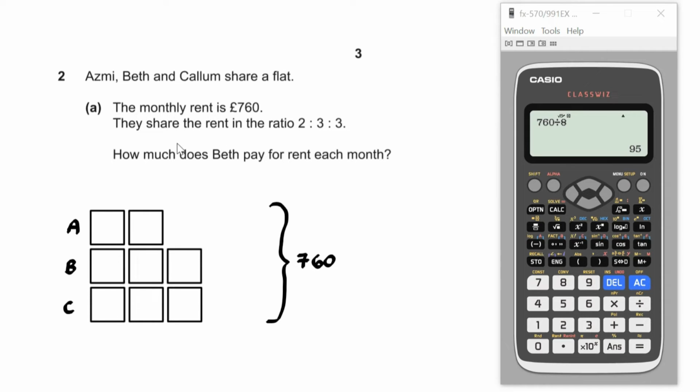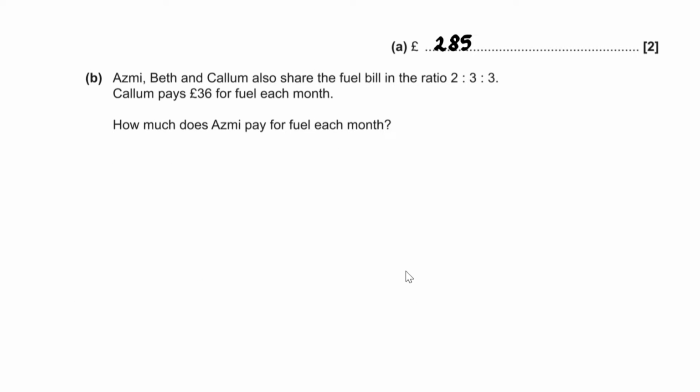And if we want to find out how much Beth pays, we would have to do 95 multiplied by 3, which is equal to 285. For part B of the question, Asmi, Beth and Callum also share the fuel bill in the ratio 2 to 3 to 3. Callum pays £36 for fuel each month. How much does Asmi pay for fuel each month?